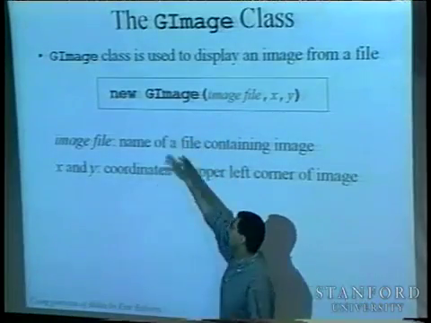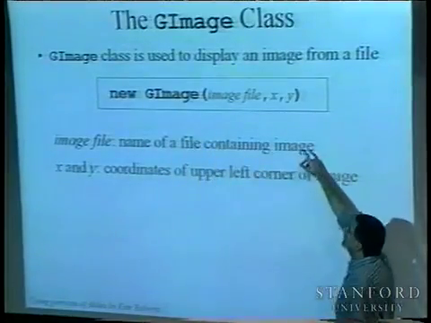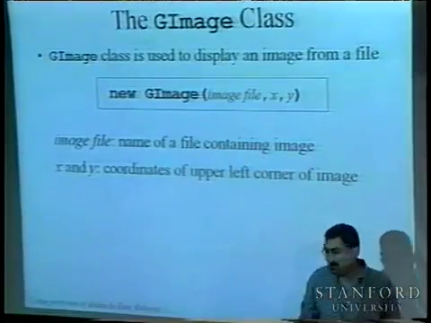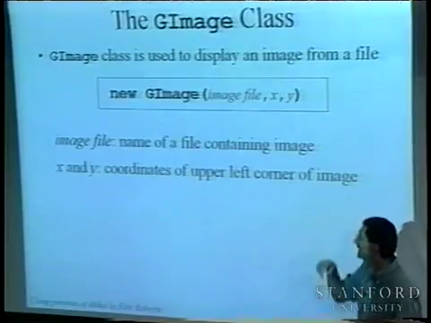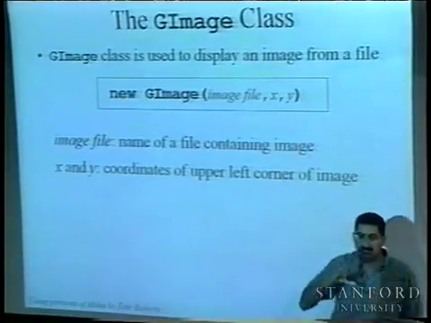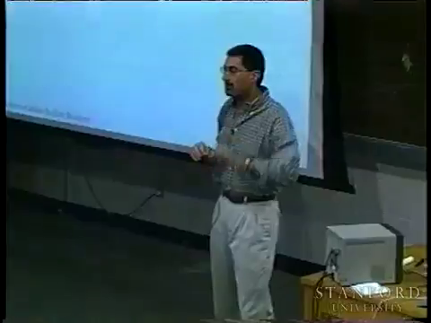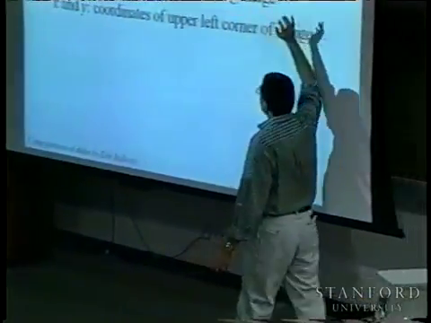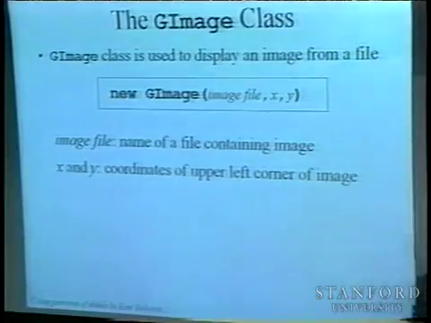You can create an object of type GImage by saying new GImage. You give it the name of the file, the full file name with a dot and whatever ending it has, and then the XY location for where you want to display that image. The XY is the upper left-hand corner of the image. So the image file is the name of the file containing the image, and X and Y, as I just mentioned, are those coordinates.